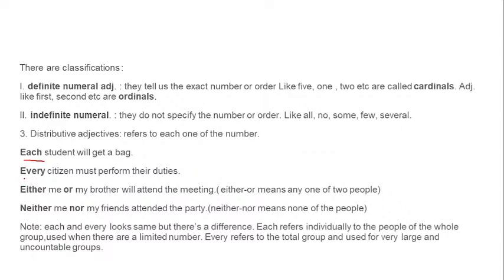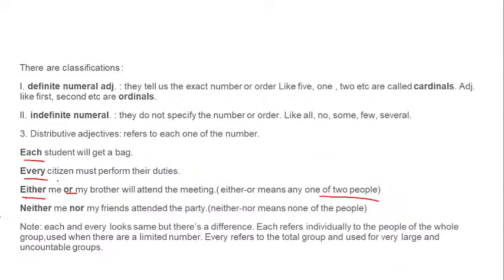Every means all of them. It includes all citizens. Then the next is either me or my brother will attend the meeting. And we use either or means any two of these people. See, the function is getting distributed between either me or my brother. It implies that this function will either be performed by me or my brother. So out of us, anyone. It will imply any one of us.